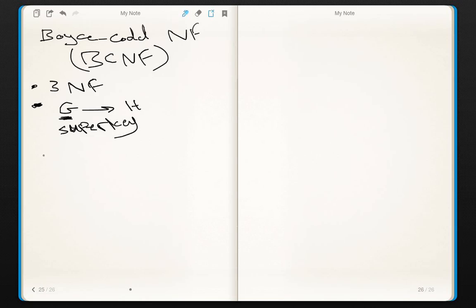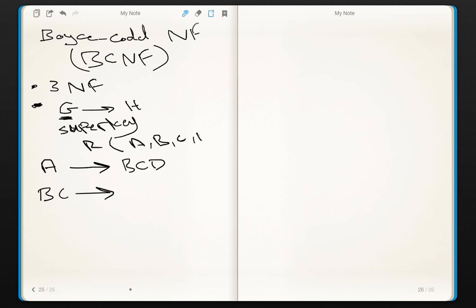If we have these dependencies, first of all, let's say that we have a relation or a table R that has the following attributes A, B, C, D, where A defines BCD, BC defines AD, and let's say D defines B. Note something: the first one actually satisfies the Boyce-Codd normal form.